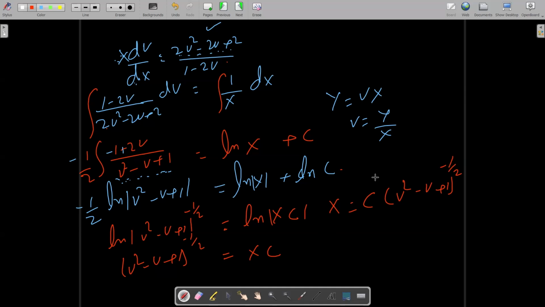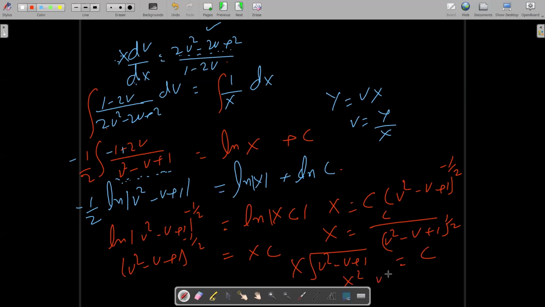Further, if you want to simplify, if you want to remove this negative 1/2, you can just take the square on both sides. This is x equals C over v squared minus v plus 1, raised to 1/2. Or you can write this on the left side, the square root of v squared minus v plus 1 times x equals c. If you take the square on both sides, you would get x squared times v squared minus v plus 1 equals c. It's just simplification, nothing else.